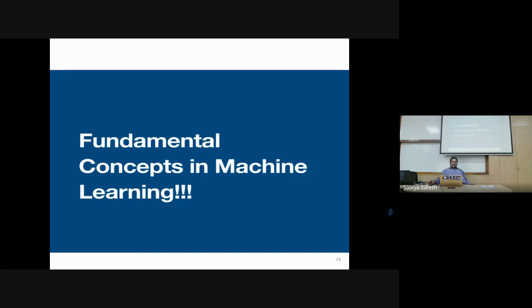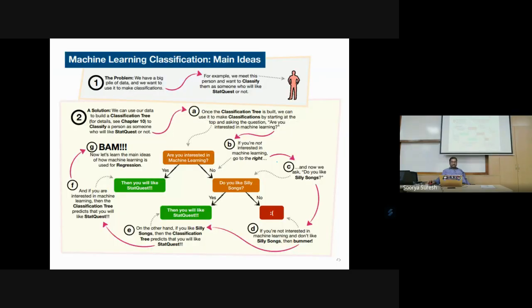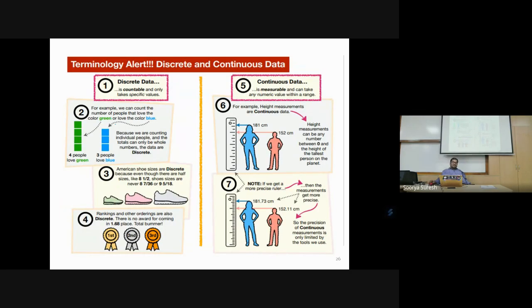So fundamental concepts in machine learning. As I said, we have to make a decision. So what are all the things we have? We have a classification problem, or we also have a regression problem. For the classification problem, we discussed various steps, and that's what we specified here. And also some types of data. So what about discrete and continuous data? Because ultimately the learning starts from data, you must know what type of data you're going to deal with.